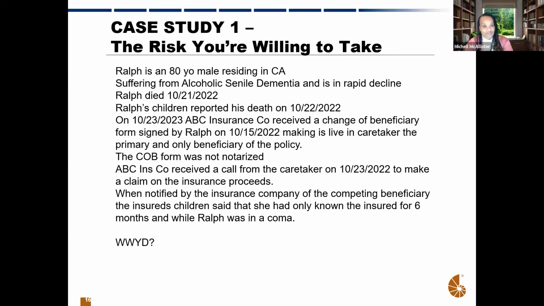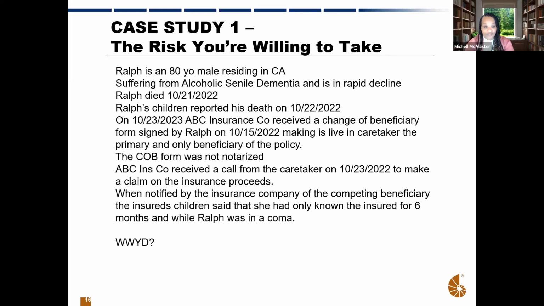One more question. What are your thoughts if a POA changes beneficiary to themselves? I don't particularly care for that, so I would definitely get the power of attorney document and see if they actually have that power. Also, a lot of people don't understand that power of attorney ceases to exist upon the death of the insured.